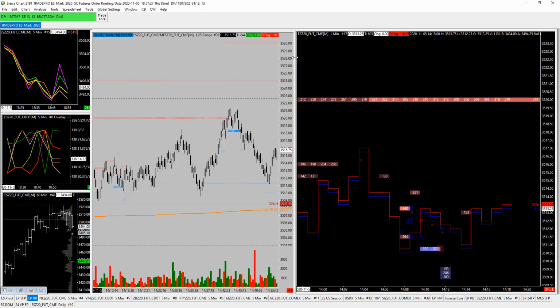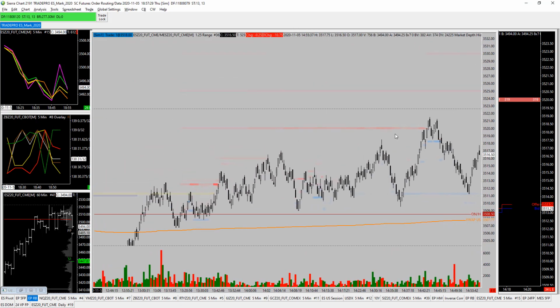If I expand this price chart here, what you'll see is that there was a relatively large level of offers sitting up around these 35.20s. And as the market was trading lower, we caught a bit of a reversal off these lows, and you can see that there were some bids starting to show up with this blue shading here.